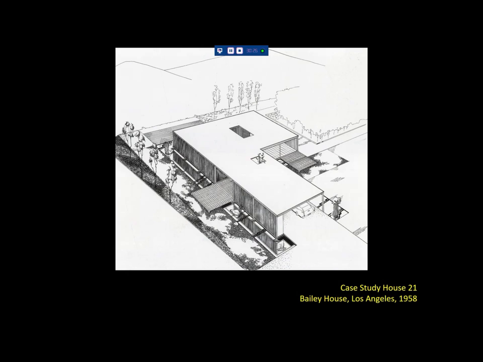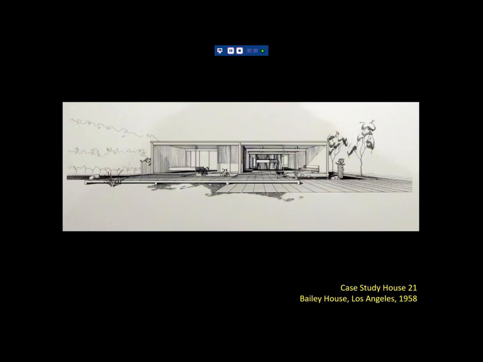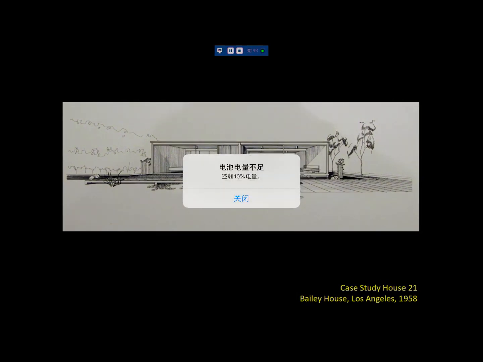Case study house 21, the Bailey House. This is how we know it, 1958. Another of these really, I think, very good perspective drawings. He was a great draftsman. But this is not the house that was first designed. That's the house that was first designed, 1956, the Bailey House.